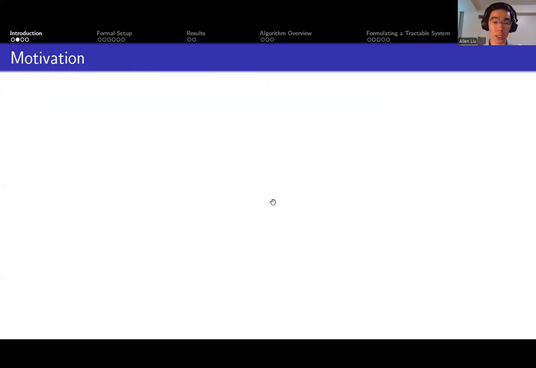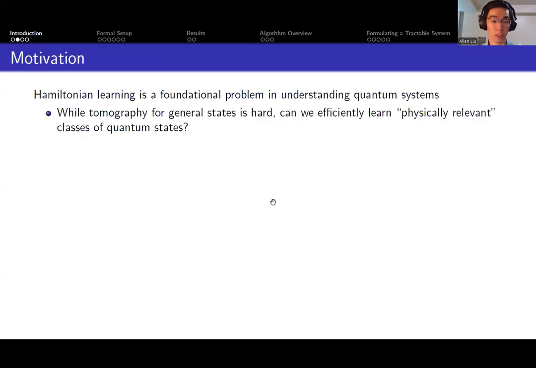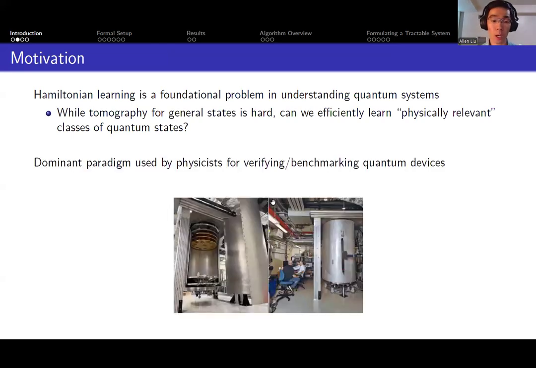Now, Hamiltonian learning is a well-studied problem. There's an extensive line of literature on it, and so it is a foundational problem in understanding quantum systems. While tomography for fully general systems is hard, Hamiltonian learning is the study of whether we can efficiently learn about physically relevant classes of quantum states. And furthermore, with recent advancements in quantum computing, Hamiltonian learning has emerged as the dominant paradigm used by physicists for verifying and benchmarking quantum devices.